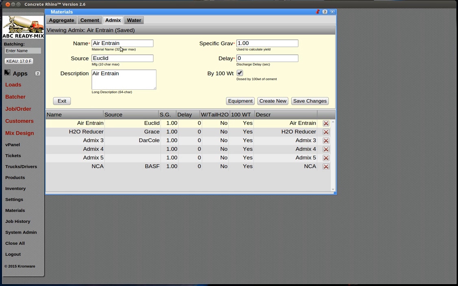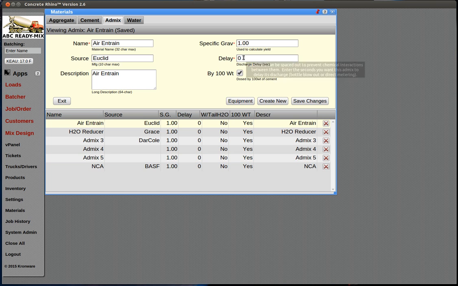The name, this is usually a short name. This can be the long description including the vendor and the actual name, but this is usually something like air. Specific gravity. Delay, this is used if you want to stagger your admixtures out. So we no longer support adding the admixture in the tail water.